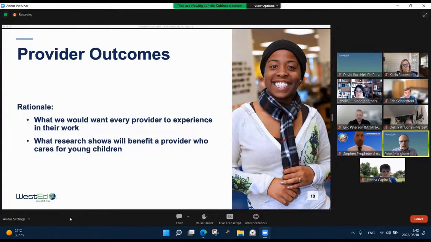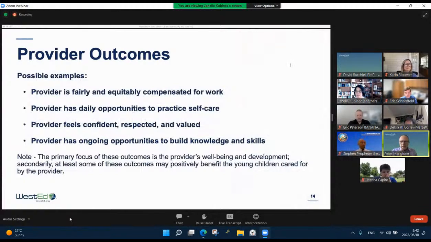I have a shorter list here. It's a starter list. This is to get the conversation going. But these are some possible examples, just as they gave possible examples for the children. These are some possible examples for providers. Every provider is fairly and equitably compensated for work. I mean, we would want that for any workforce. In an essential workforce like this one, we have to get to this point. We're not there by a long stretch.